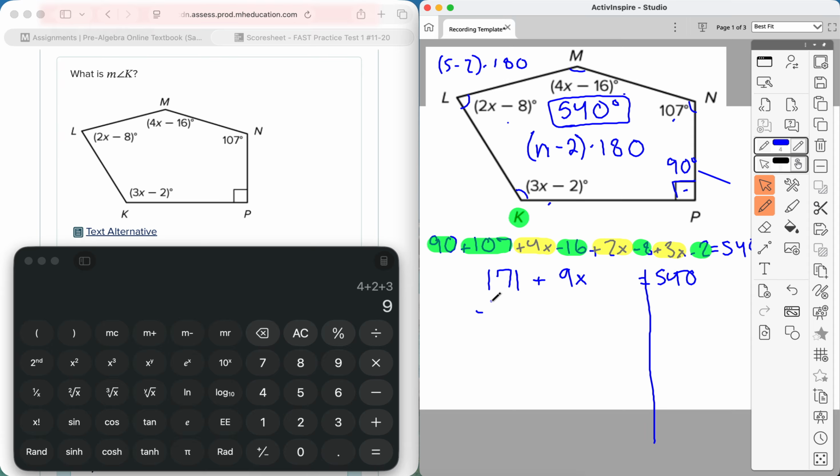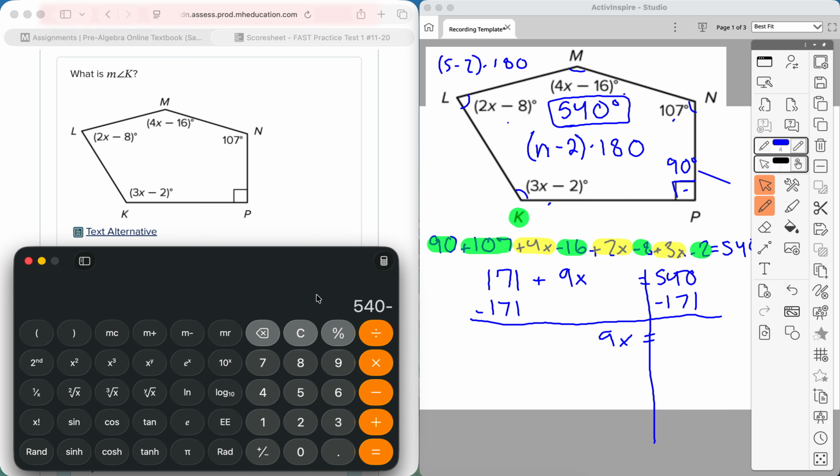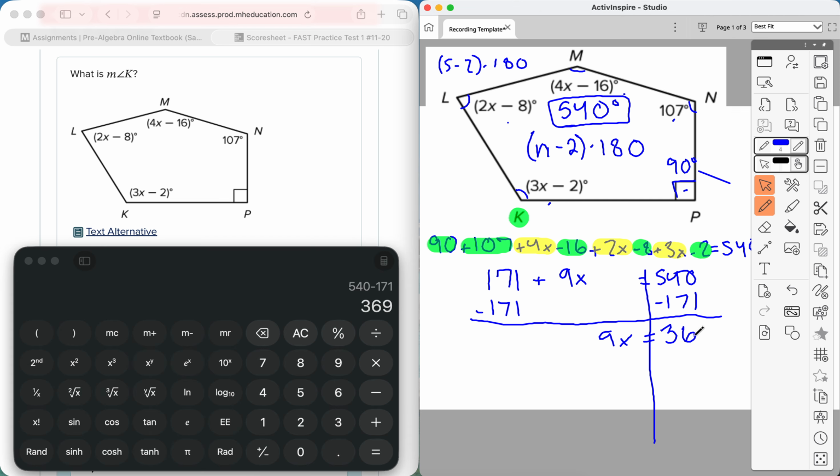So now we eliminate the constant because I want x by itself, so I'm leaving that alone for now. No point in subtracting it and moving it to the other side when this is what I want to be by itself. Now I have 9x equals 540 minus 171, 369. Nikola Tesla number. Divide both sides by 9.